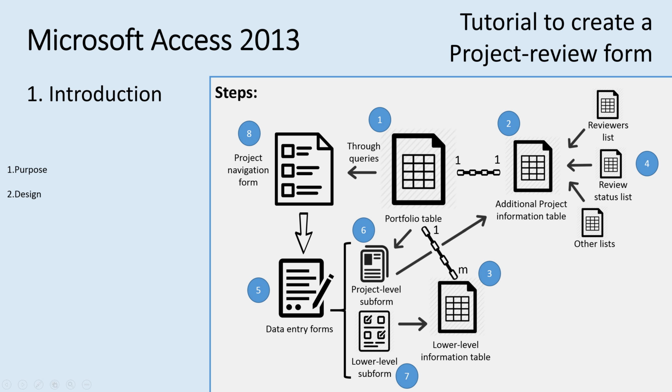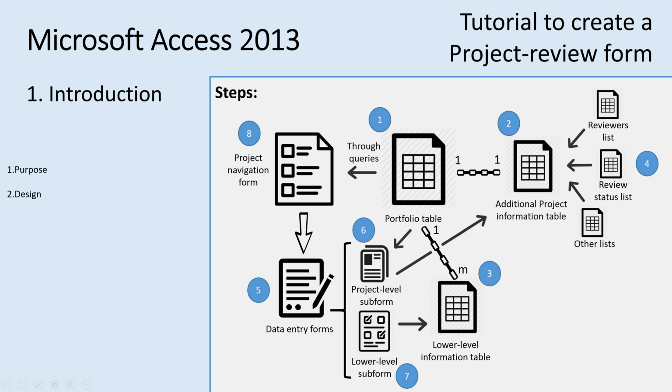That data entry form is going to have two parts: a project level subform bringing information from a portfolio table, and also saving information at the project level in an additional project information table that we're going to create. That information is going to be linked one-to-one to a project table. It means that there will be only one record per project in these data sets.